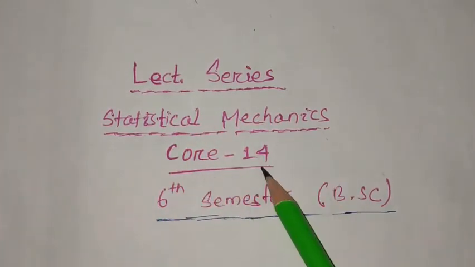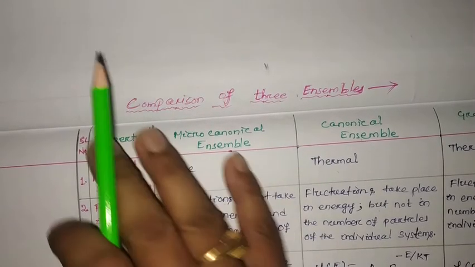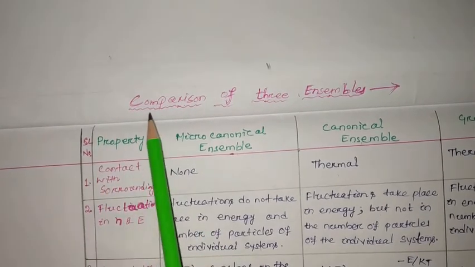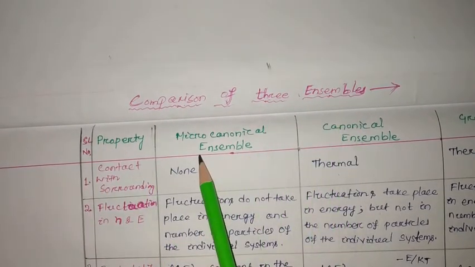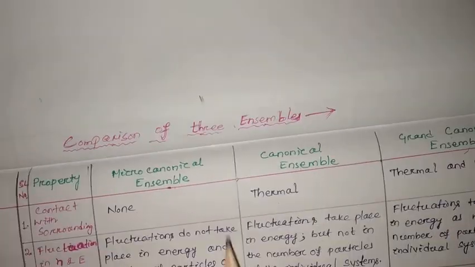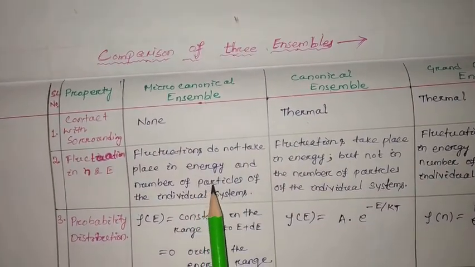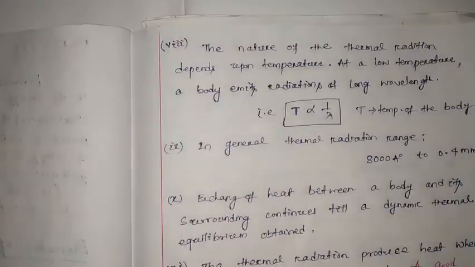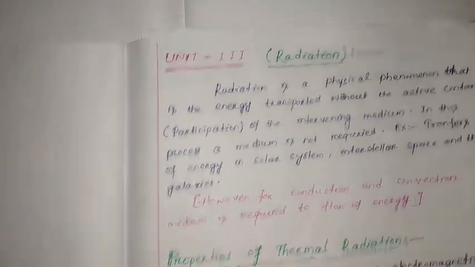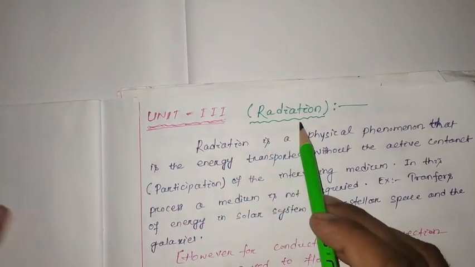That is your core paper 14, belonging to the 6th semester BSc syllabus. In our last class, we discussed the comparison of three ensembles, that is your microcanonical, canonical, and grand canonical ensemble. And this is your last topic of your second unit. Today we are going to start a new unit, that is your unit 3, and the topic is radiation.